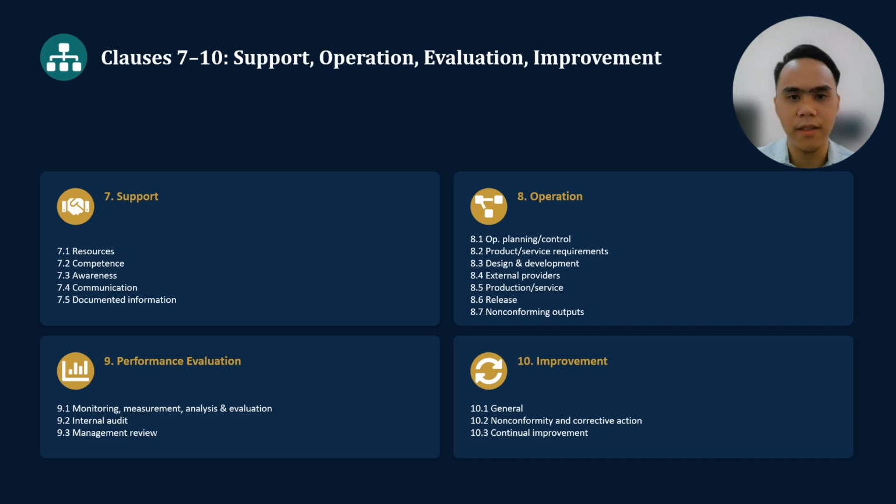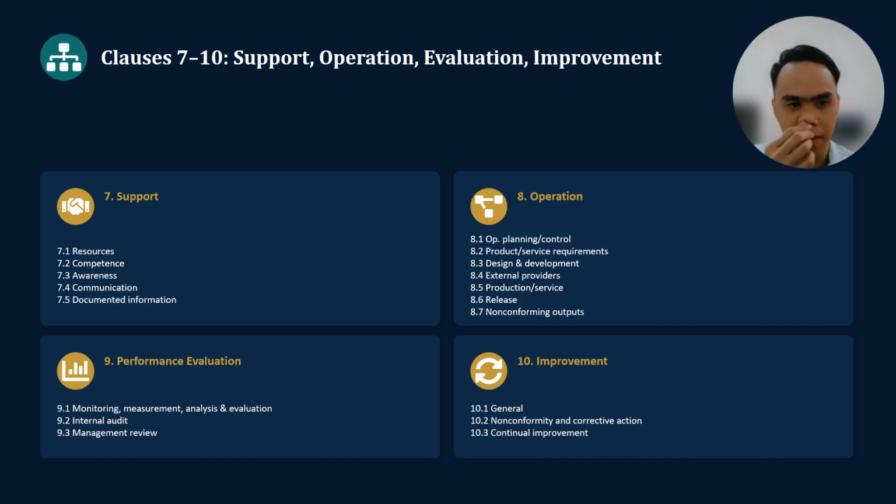Clause 8 is operation, the largest technical clause with 7 sub-clauses. 8.1 is operational planning and control. 8.2 is requirements for products and services. 8.3 is development of products and services. 8.4 is control of externally provided processes, products, and services. 8.5 is production and service provision. 8.6 is release of products and services. And 8.7 is control of non-conforming outputs. So this clause covers the actual day-to-day running of the operation, from the planning through the catching of non-conforming output. It's the biggest clause because it covers the most ground operationally.